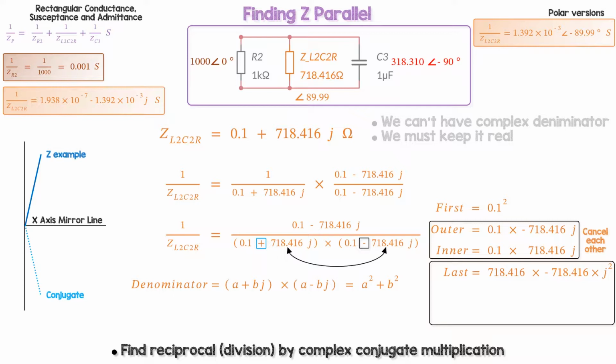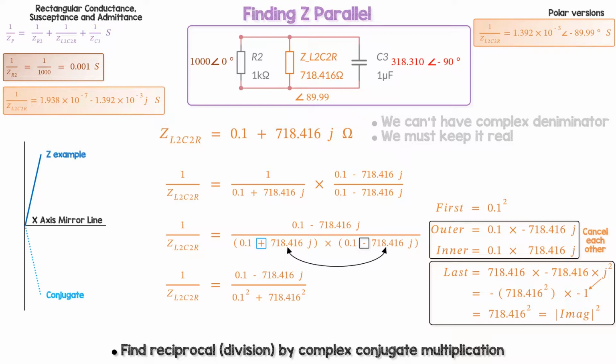But remember, j squared is equal to minus 1. So that's minus bracket 718 squared times minus 1. So the last two terms are always going to be the imaginary part times itself, or the imaginary part squared, and it's always going to be real. There's no j part. And it'll always be positive because anything squared is positive.